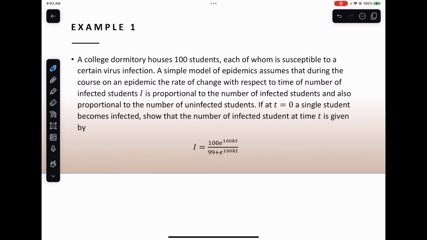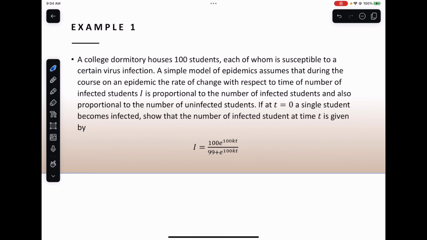We are given the number of students, which is 100. Initially, one of the students got infected with a virus. The epidemic model provides a relation: the rate of change of infected students is directly proportional to the number of students infected, and at the same time proportional to the number of students who are uninfected.